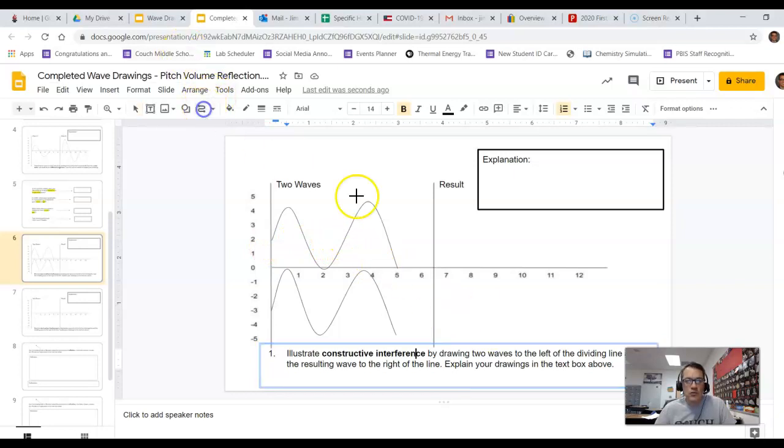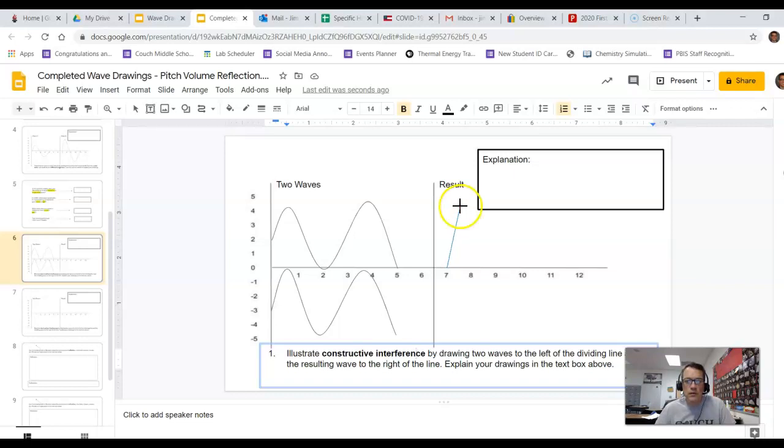So let's come over here and draw. If I start at the 7, and it's got a wavelength of 3, it's going to come back through at the 10, and it's going to go back through over here about halfway through. The big thing about this is to make sure we get our amplitude right. So I had 2 and 2, so I'm going to go up to 4.